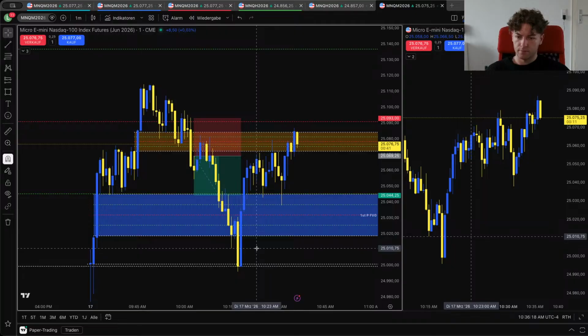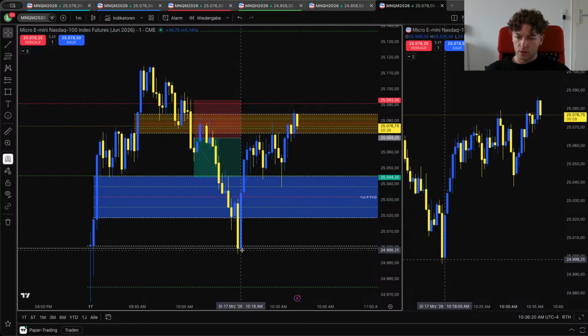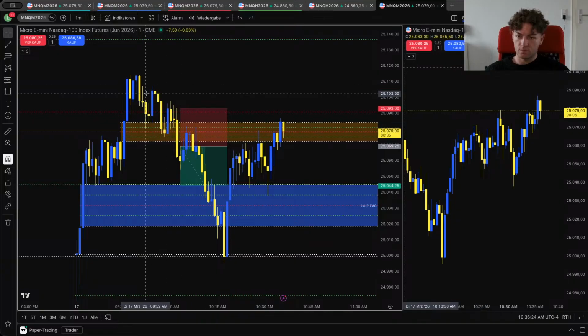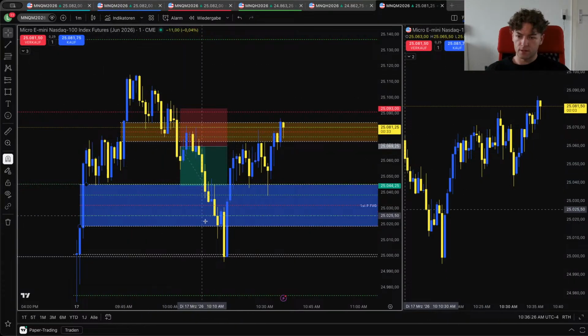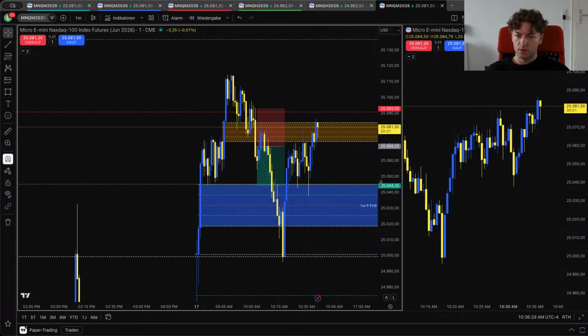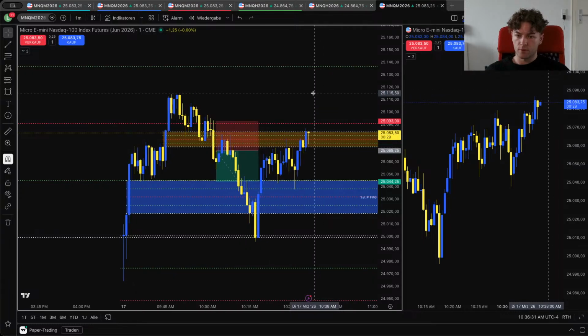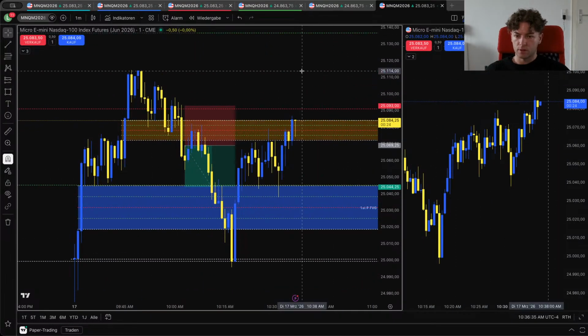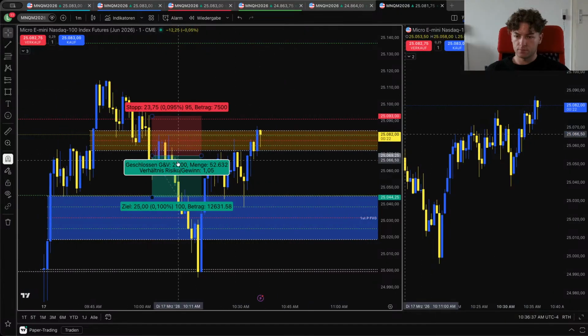Now it did go down to the opening range gap high level and then reverse from here. So still viewing this as a retracement, and I want to see price ultimately moving higher, taking out this buy side. But yeah.